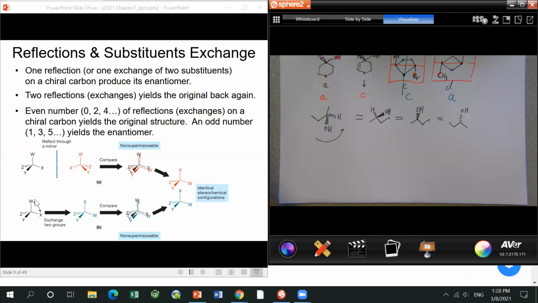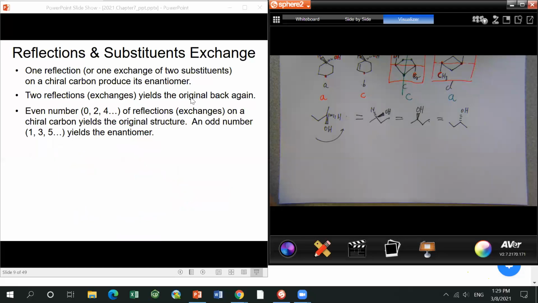And if we swap two substituents on one of these chiral carbons, you also generate the enantiomer. Those two are actually the same molecule. That means one reflection equals one exchange of two substituents. And if you do two reflections, or two exchanges of substituents, you switch back to the original molecule. Here's one example.